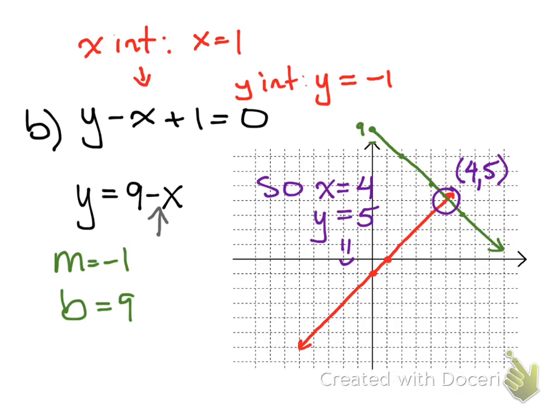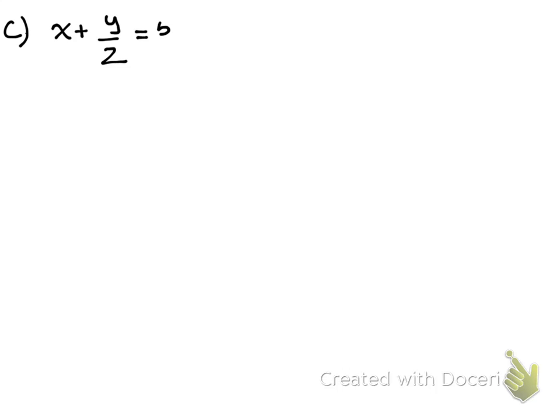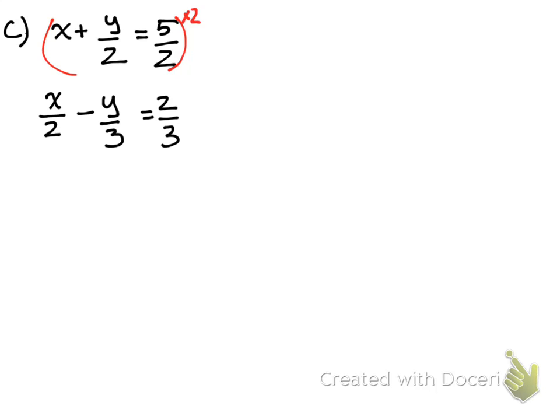So let's look at another example, another question. C has some fractions in it. So in that first equation, if we want to get rid of fractions, we want to multiply by the common denominator, and the common denominator is 2. So if we want to multiply everything by 2, if we do x times 2, we get 2x, y times 2 over 2 is just y, and 5 times 2 over 2 is 5. So there's our next equation.